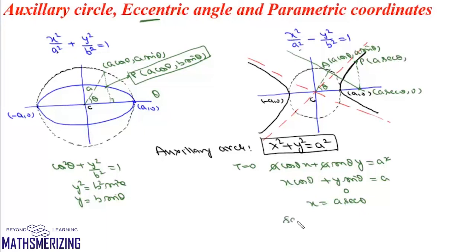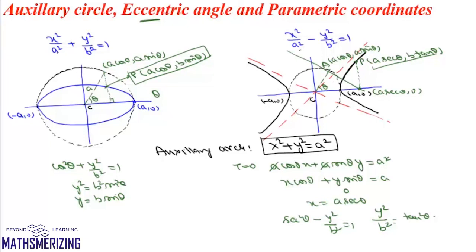And if we put x as a sec theta, then a square will cancel. So it'll be secant square theta minus y square upon b square equals 1. So we'll write y square upon b square as secant square theta minus 1, and secant square theta minus 1 is tan square theta. So in that case, the value of y is simply b tan theta. So it'll be a secant theta and b tan theta. So in case of a hyperbola, we'll choose any point in terms of parametric coordinate as a secant theta and b tan theta, where theta is the eccentric angle of that point. And the eccentric angle is not the angle from the center again. It is the angle on the auxiliary circle and not on this hyperbola.